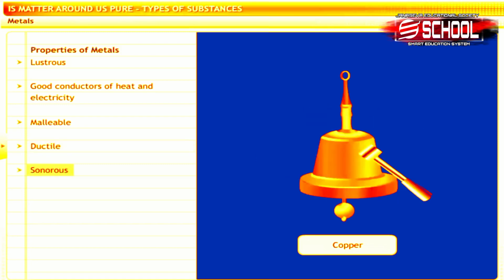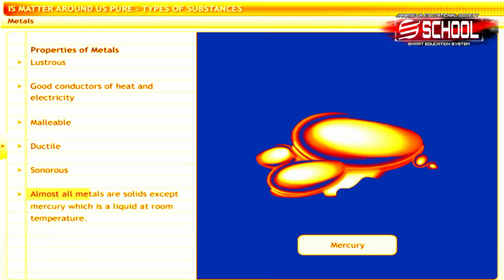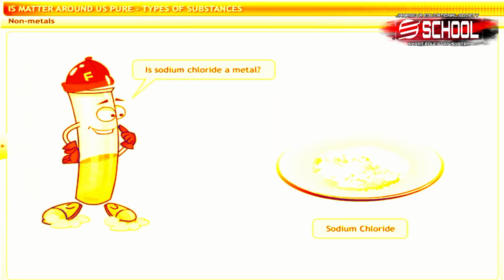Metals are sonorous. They give a ringing sound when they are hit by a hard iron rod. For example, copper. Almost all metals are solids, except mercury, which is a liquid at room temperature. Is sodium chloride a metal? No, it's not.